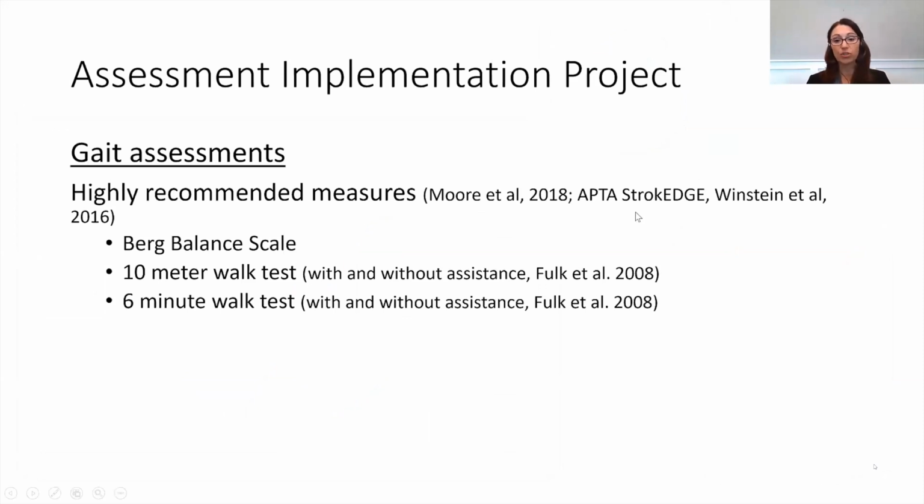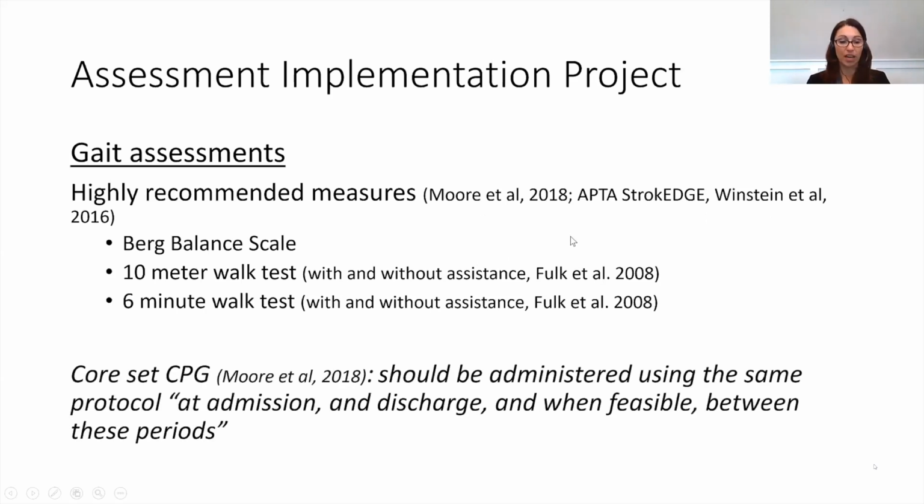And we also went to published information that included recommendations for measurements. Now, at the time of the project, the American Physical Therapy Stroke Edge recommendations were already out. And then as we were implementing the assessments, the Stroke Rehabilitation Clinical Practice Guideline came out. And a little bit later in the project, the APTA endorsed Clinical Practice Guideline on a core set of outcome measures came out in 2018. And so the measures that we selected were recommended in all of these documents. They included the Berg Balance Scale, the 10-meter walk test, and the 6-minute walk test.